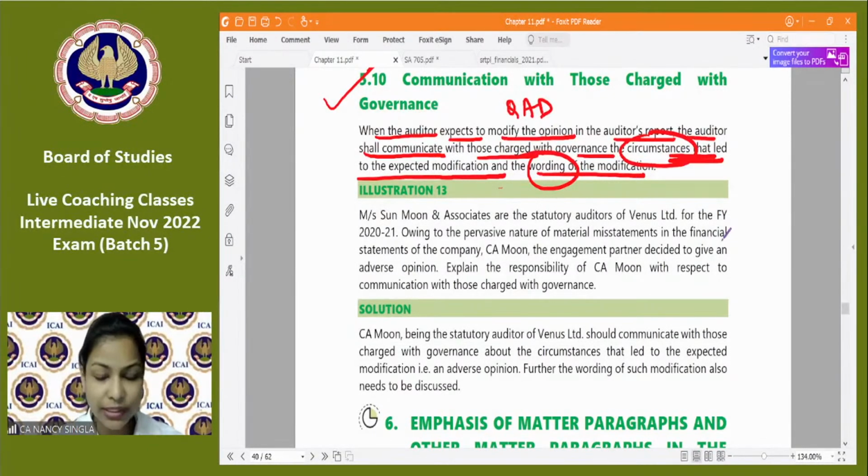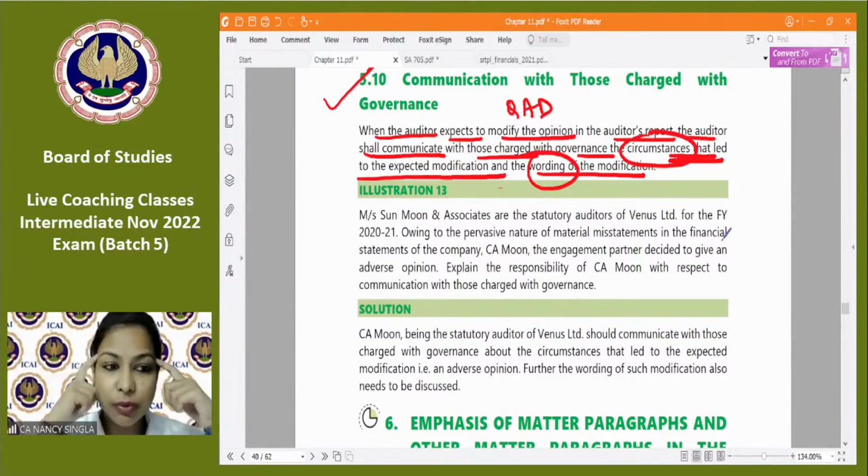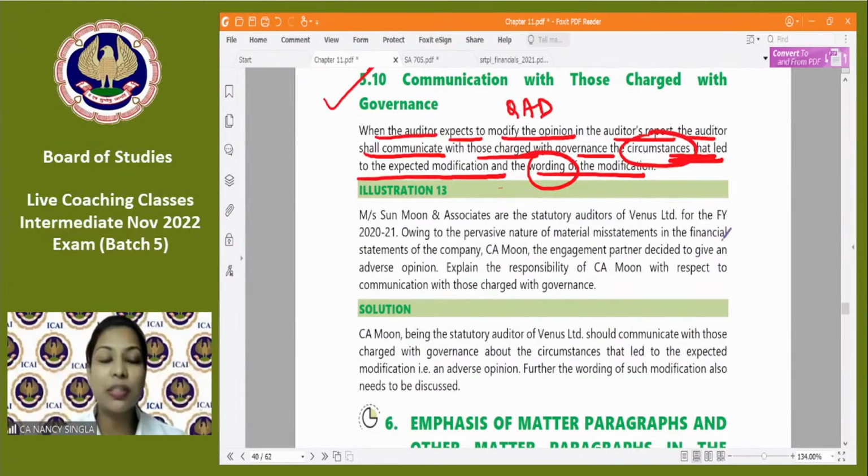And what is meant by pervasive? For all those who were asking me to repeat the concept of pervasiveness. Basically, it depends upon the auditor's professional judgment as to whether a misstatement is pervasive or not. So when will a misstatement be pervasive? When it is not confined to specific elements. For example, our qualified opinion example was only related to inventory, that inventory valuation is wrong. That was confined to a specific element.